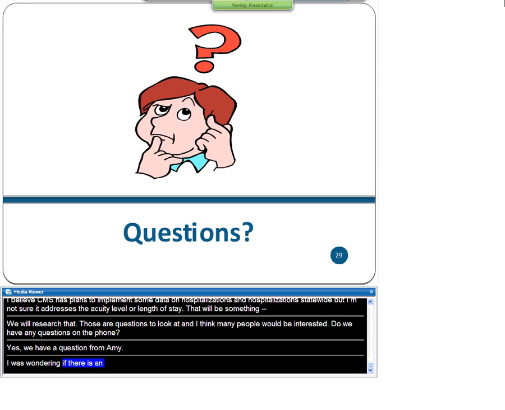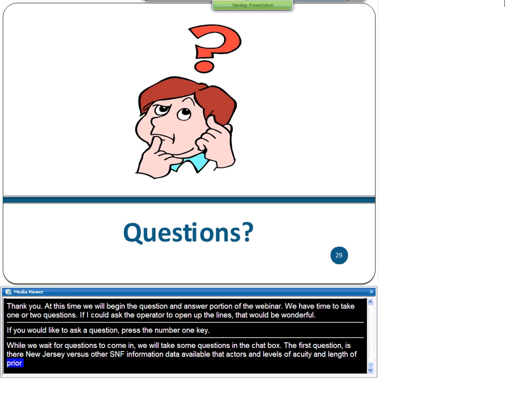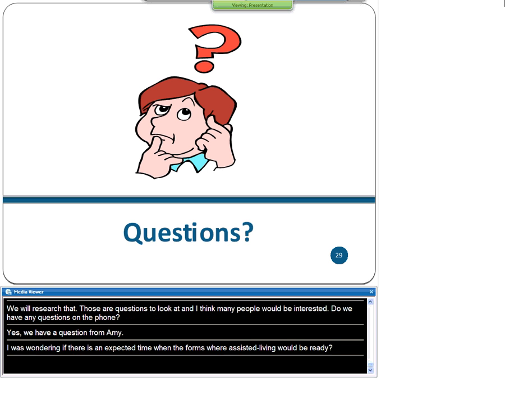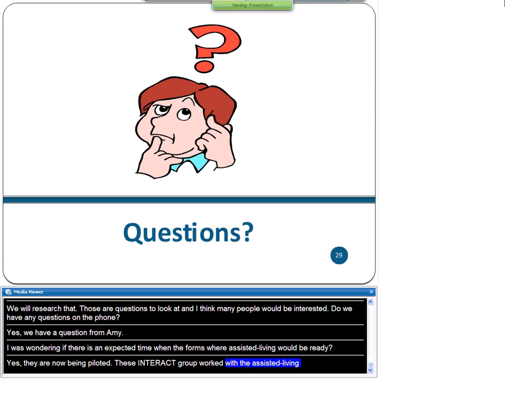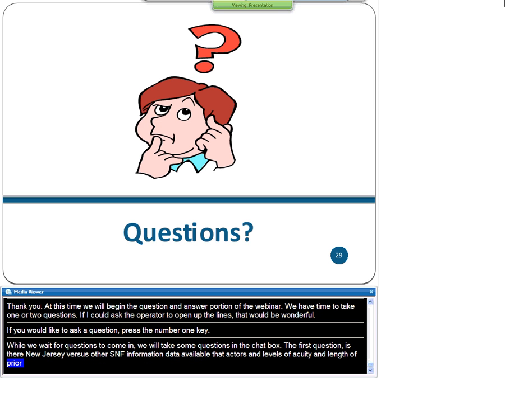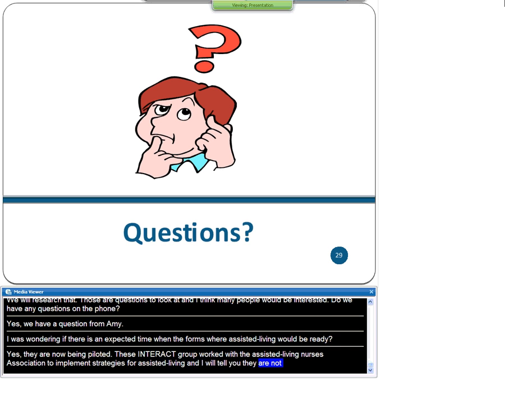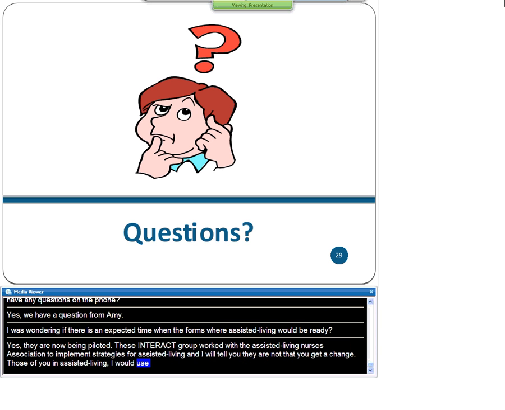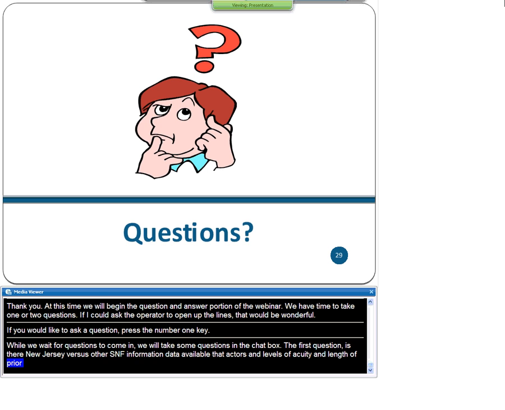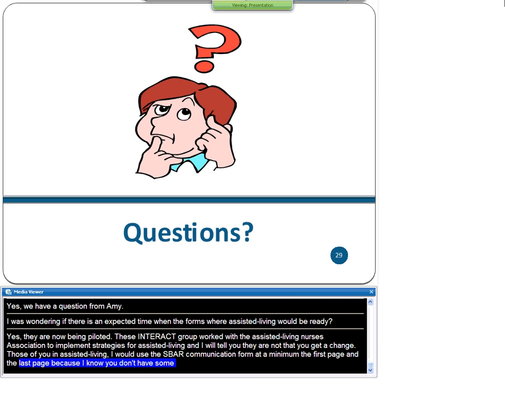I was wondering, is there an expected time when the forms for assisted living would be ready? Yes, they are now being piloted. The Interact group is working with the Assisted Living Nurses Association to implement a strategy for assisted living. And I will tell you, they're not that big of a change. For those of you in assisted living, I would absolutely use the SBAR communication form at a minimum, the first page and the last page, because I know you don't have some laboratory data and other information that the nursing home form asks for. But this is really a wonderful tool for assisted living to use.